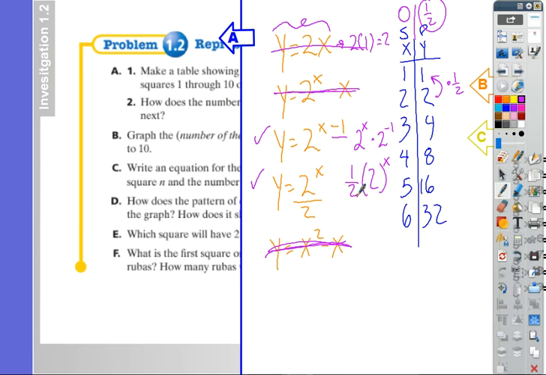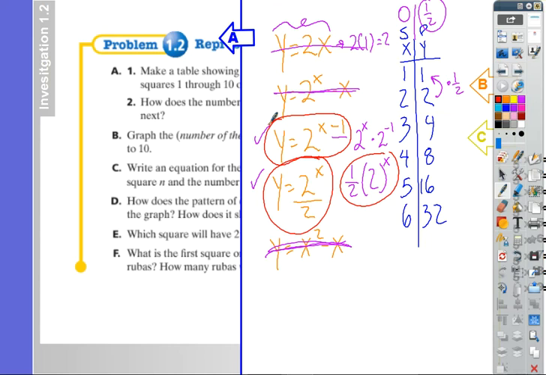So right now we have 3 different equations. We have 1 equation, 2 equations, 3 equations that all give us the same table. We have 3 equivalent equations, and tomorrow we'll start taking a look at which equation is the proper way to show an exponential relationship.